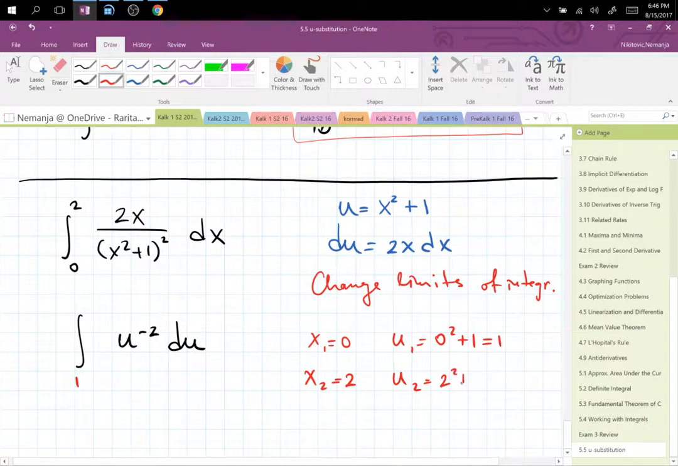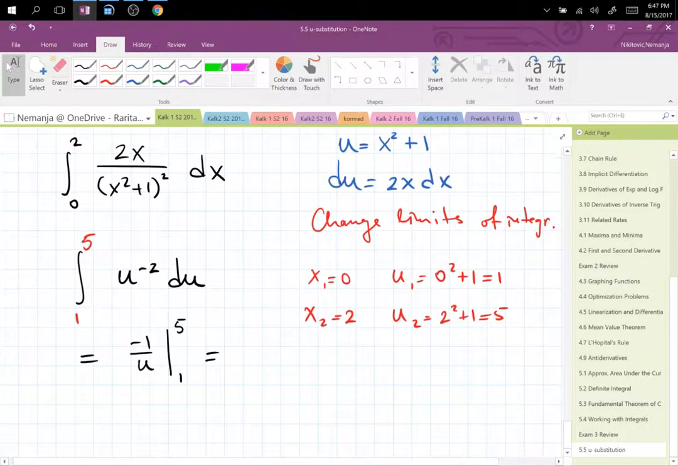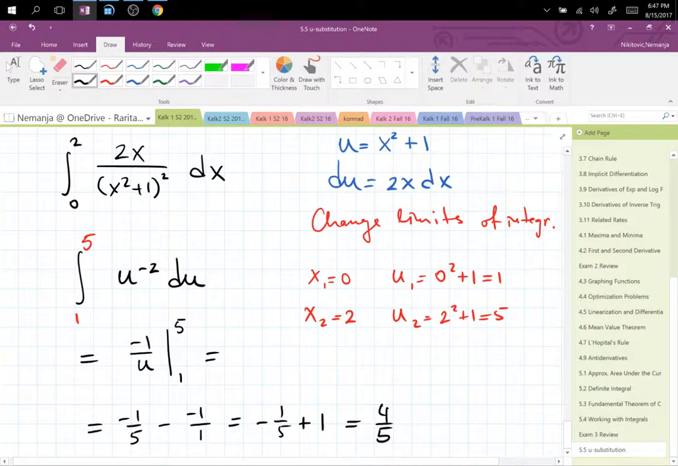Now we have 2 squared plus 1, which is 5. The old integral was 0 to 2 for the x domain. The new integral is 1 through 5 for the u domain. We quickly integrate this as negative 1 over u, because we add 1. Instead of putting plus c, we compute it from 1 to 5. That's negative 1/5 minus negative 1 over 1, which is negative 1/5 plus 1, which is 4/5.